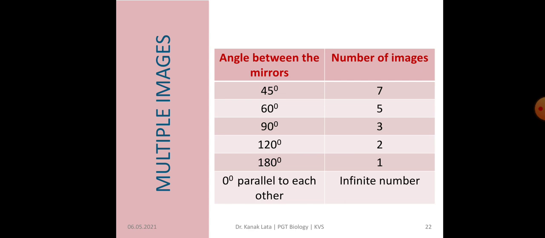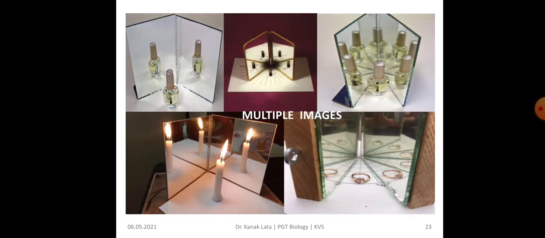You can do this activity at home, and whenever you go to the barber shop, you see that two parallel mirrors are kept there. So you can visualize multiple images. Here you can observe multiple images by changing the angle between both mirrors.